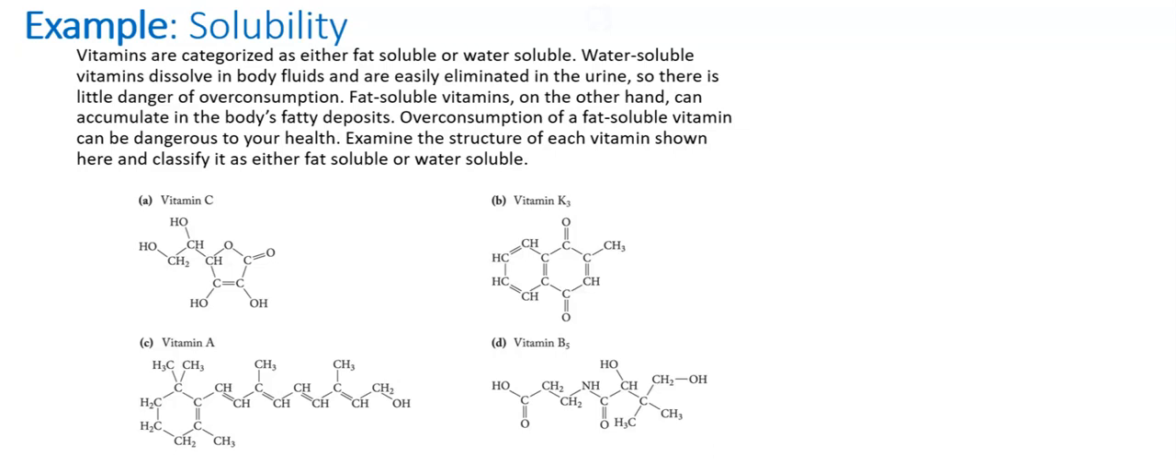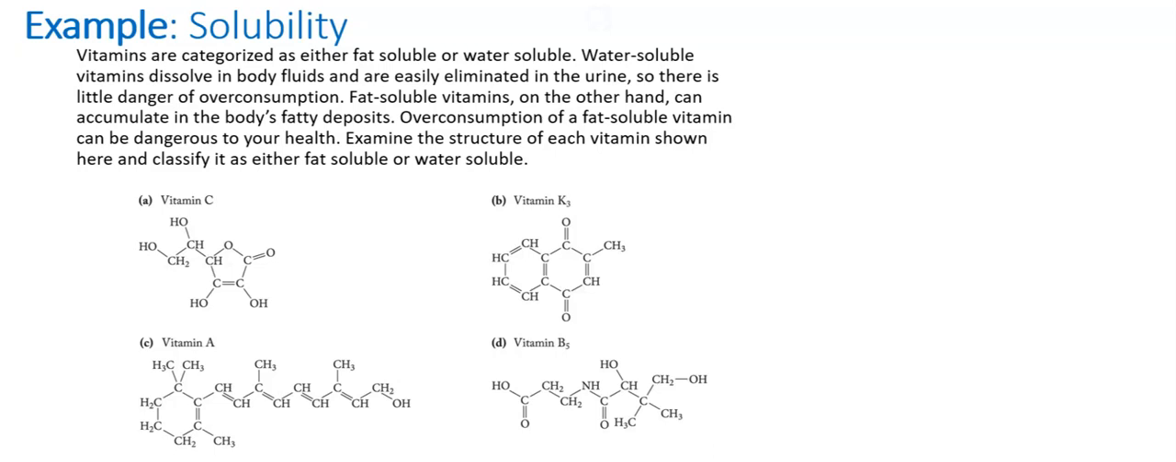Hi everybody, today we are going to do a problem on solubility. So for our problem, it first tells us that vitamins are categorized as either fat-soluble or water-soluble. Water-soluble vitamins dissolve in body fluids and are easily eliminated in the urine. So there is little danger of overconsumption.